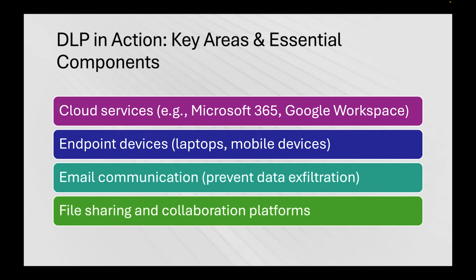So when DLP is in action, there are key areas and essential components. One, cloud services. You're monitoring and managing the cloud services that you're interacting with, such as 365. You can also do things with Google Workspace and the like when it comes to DLP. Endpoint devices, laptops, mobile devices, email communication. We're trying to prevent data exfiltration. And then also file sharing and collaboration platforms like Teams.